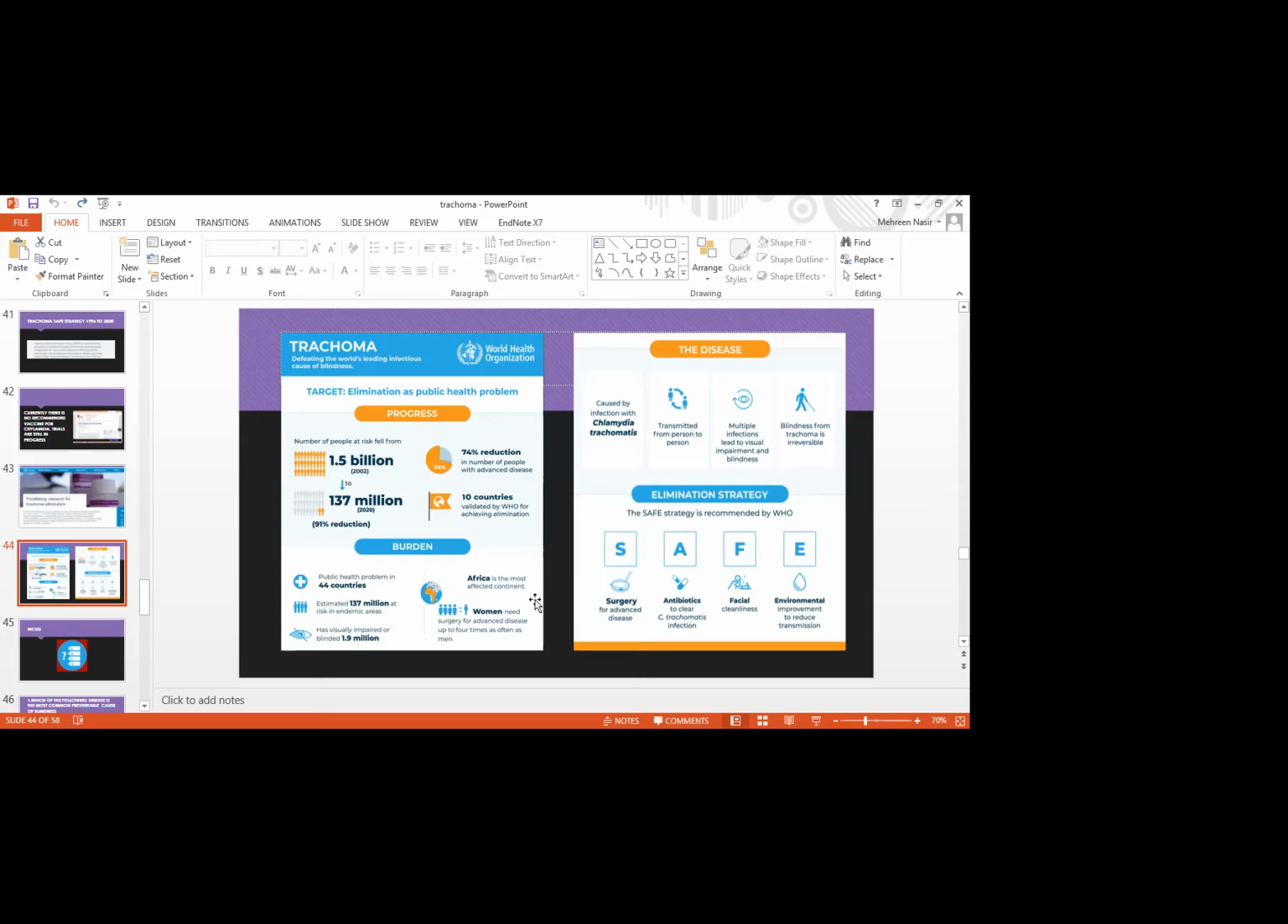Africa is the most affected continent. Women need surgery for advanced disease up to 4 times more often than men because women have more interaction with children. The disease is caused by Chlamydia trachomatis, transmitted from person to person. Multiple infections lead to visual impairment and blindness. Blindness from trachoma is irreversible. The elimination strategy developed by WHO is the SAFE strategy: surgery for advanced cases, antibiotics to clear infection, facial cleanliness, and environmental hygiene to reduce transmission.